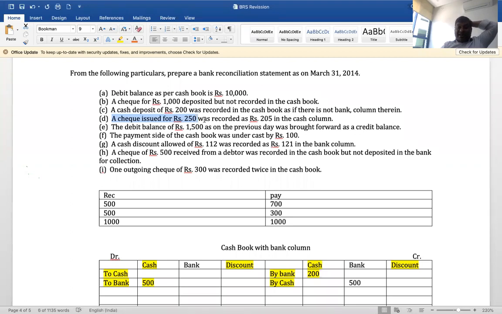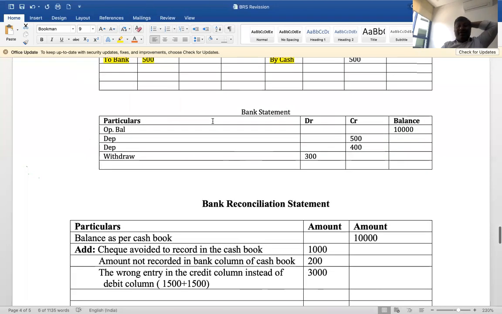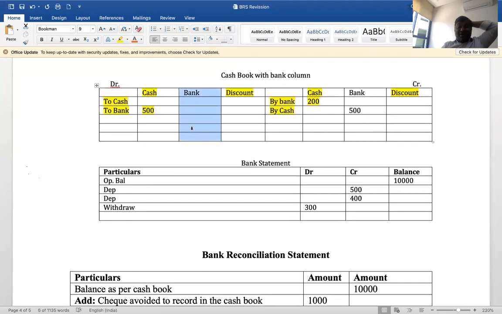Sir, it is said clearly it is recorded. It is recorded, but a wrong balance is recorded, sir. It is not in the bank column. It is supposed to be written in the bank column. It is not written here. It is written in the cash column again.